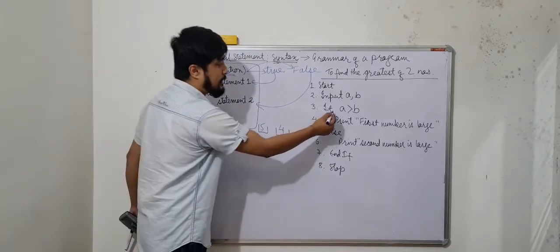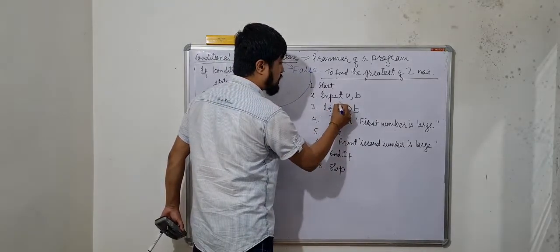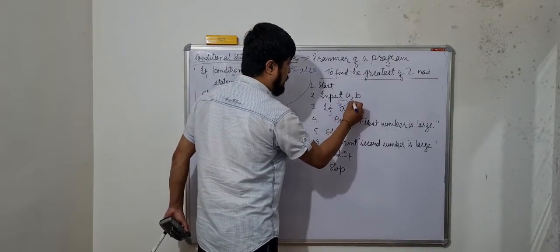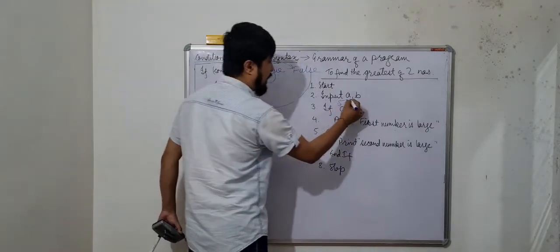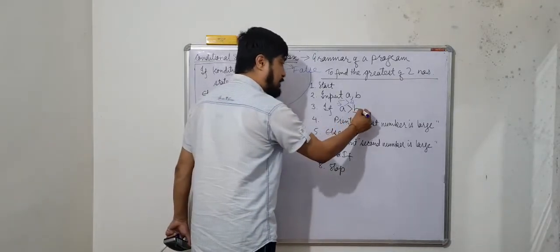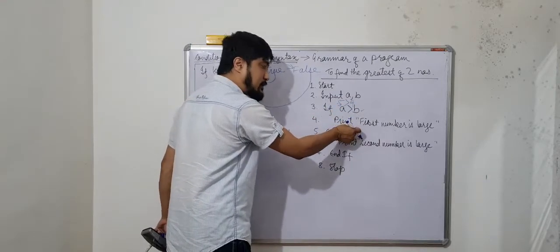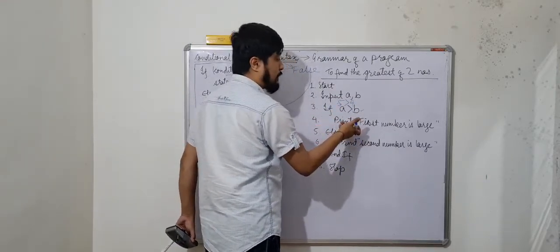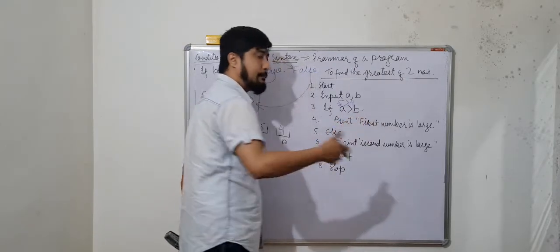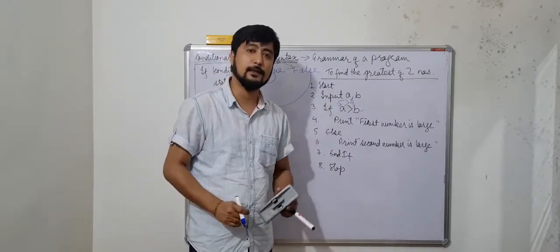If A is greater than B: the value of A is 5, and the value of B is 4. Is 5 greater than 4? Is this statement true? Yes. If the statement becomes true, then the if part will execute. This is the body of the if statement. What am I printing? I am displaying the message: the first number is large.